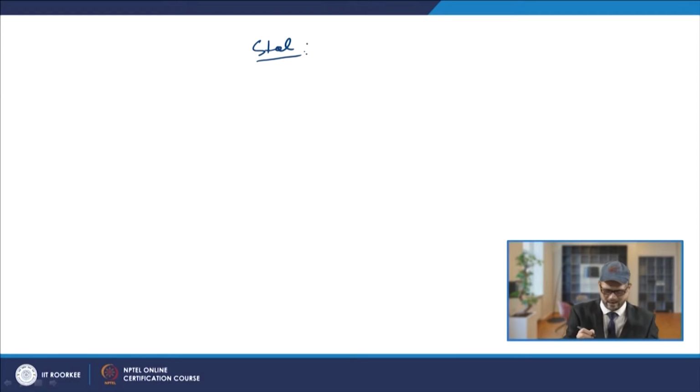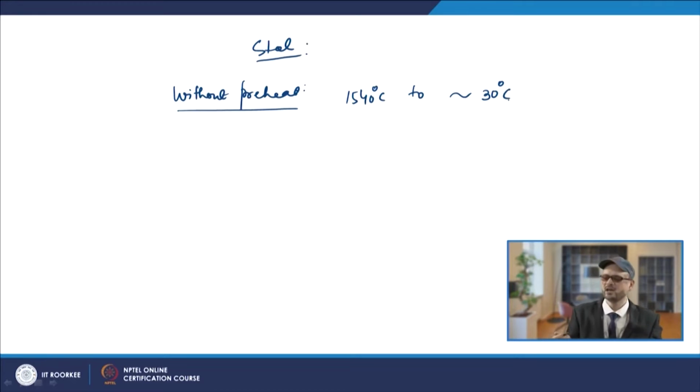So, if you talk about the normal case of iron, suppose we take the steel case. In the normal case, without preheat, we are decreasing the temperature from 1540 degree centigrade to about 30 degree centigrade, if you take 30 degree centigrade as the room temperature. So, in the normal case we are taking this specimen to this temperature, so your temperature drop is about 1500 degree centigrade.